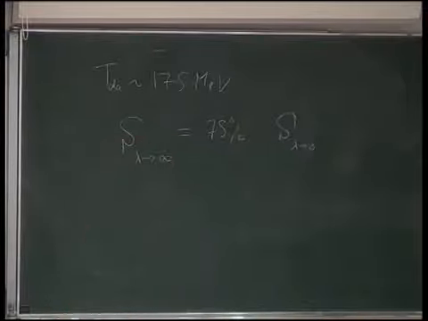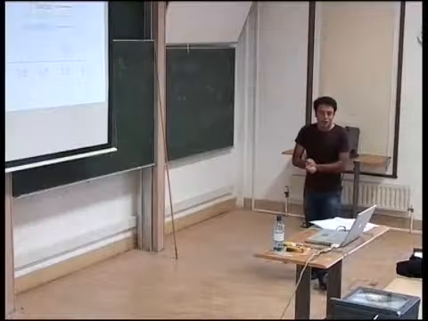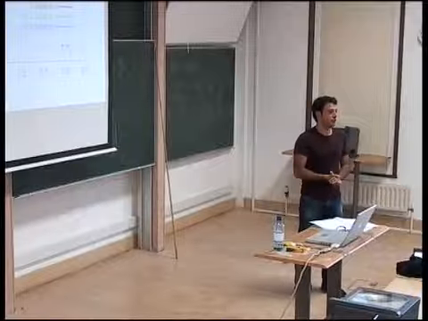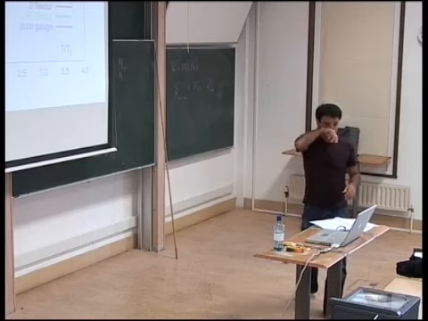So in any case, we want to know what happens for QCD. What is the ratio of eta over s for QCD? If you believe this interpretation, it would be very large.